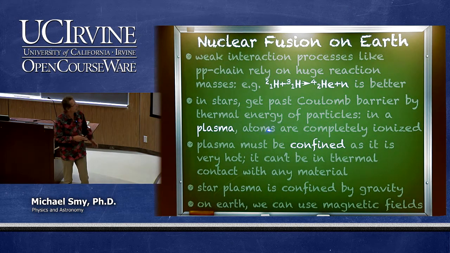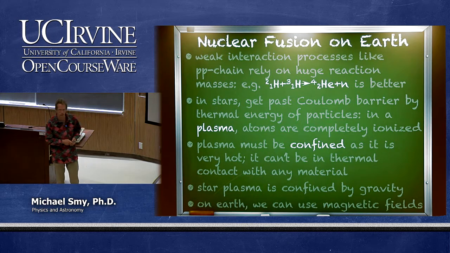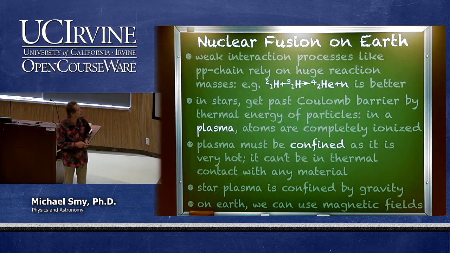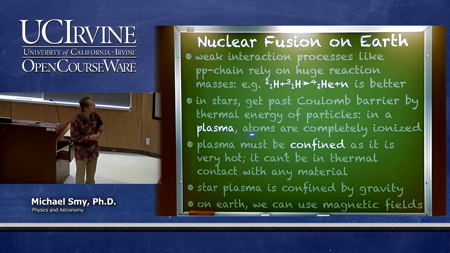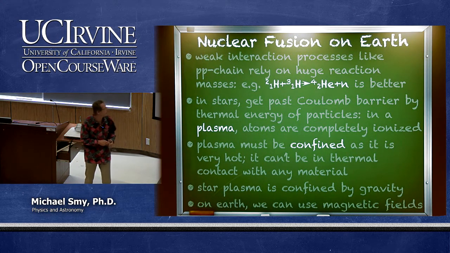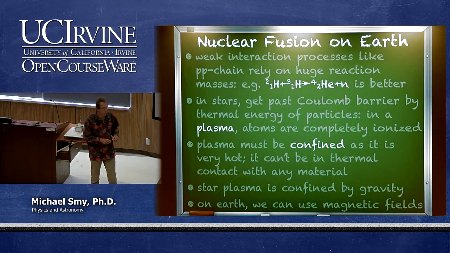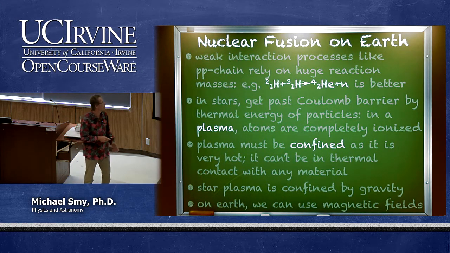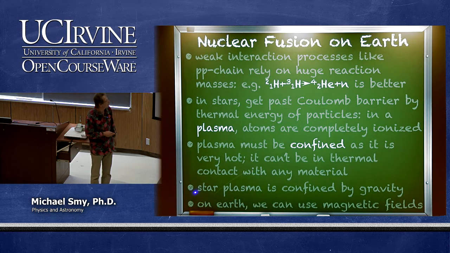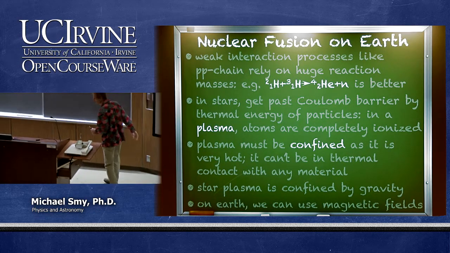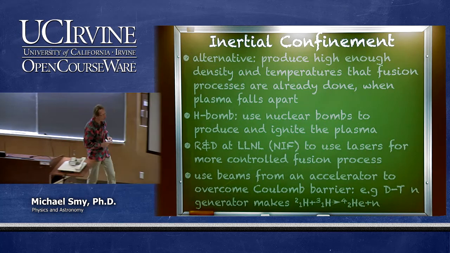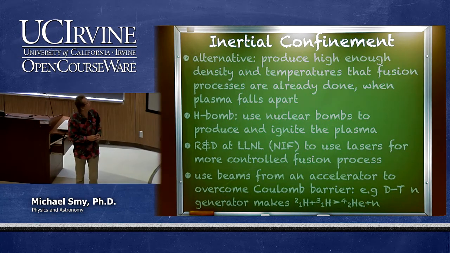So also in stars, to get past the Coulomb barriers, one uses the thermal energy of the particles, and that means that the matter gets so hot that it goes into the plasma state where the atoms are completely ionized. And for that to stay that way, the plasma has to be confined. If it's in thermal contact with another material, then it either will destroy that material or it will reneutralize and stop being a plasma. In the star, the plasma is confined by gravity, and on Earth we can try and use magnetic fields. Another possibility is to use inertial confinement.